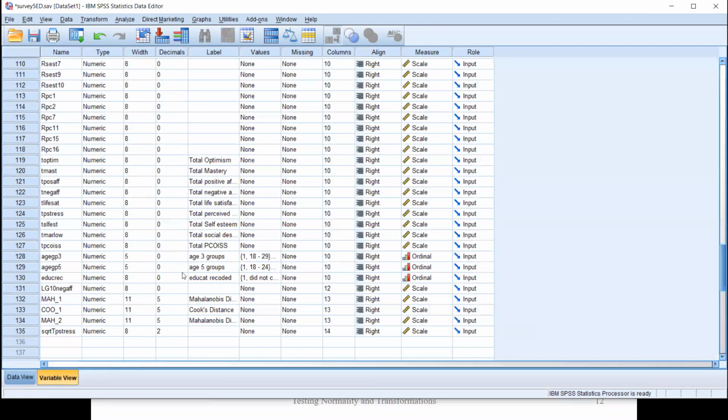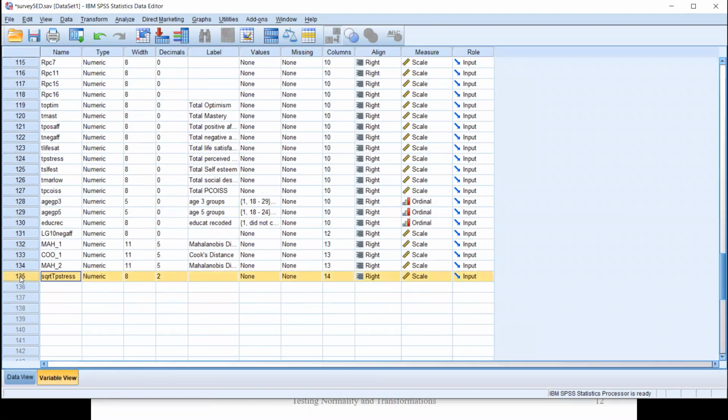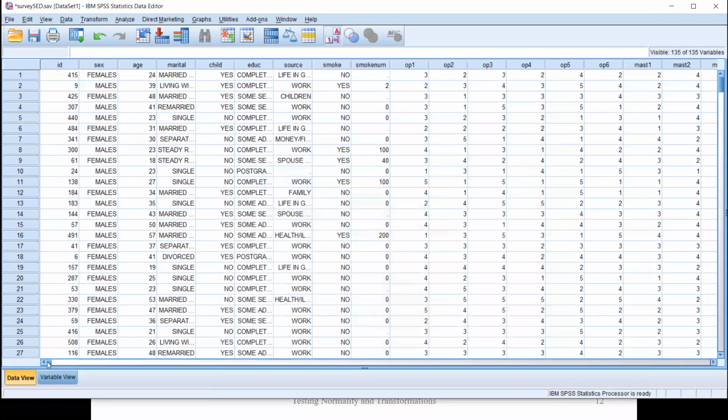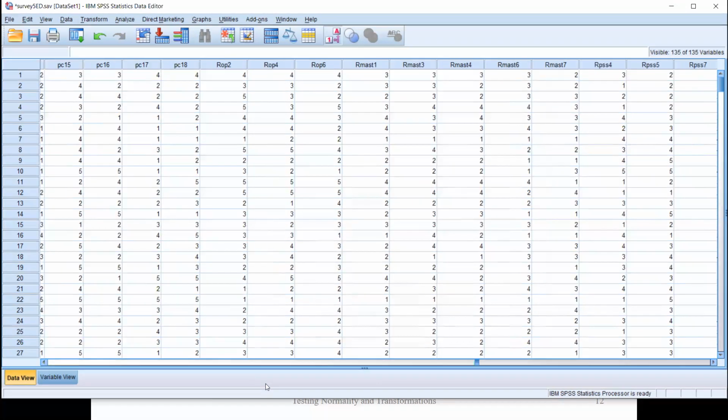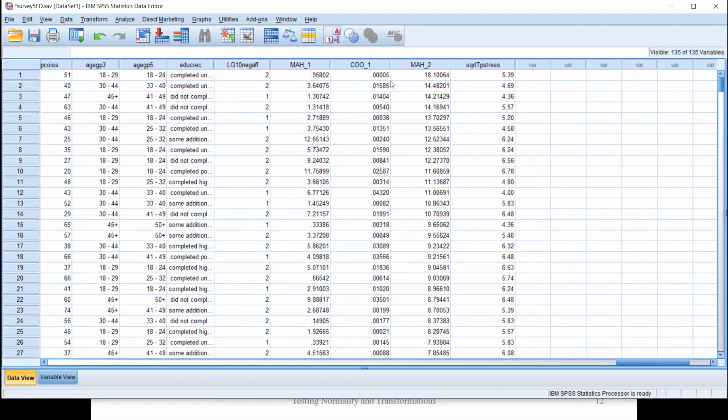That column, I am just using this. This variable was not there before applying this command. sqrt of tpstress is the new variable, and it is created at the end of this data file. So you can see the new variable here. This is tpstress. Nothing, we have the square root of the stress values. Whatever the stress value we have, this is just the square root of that.